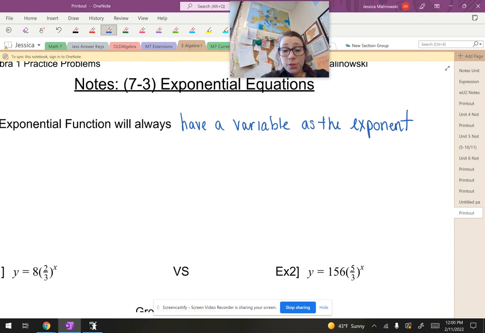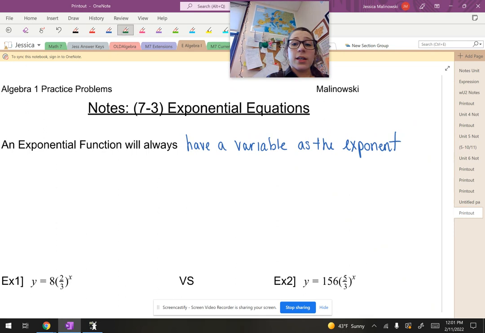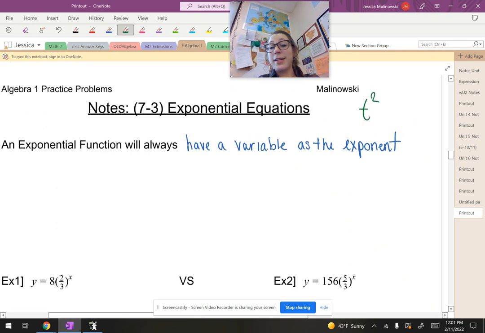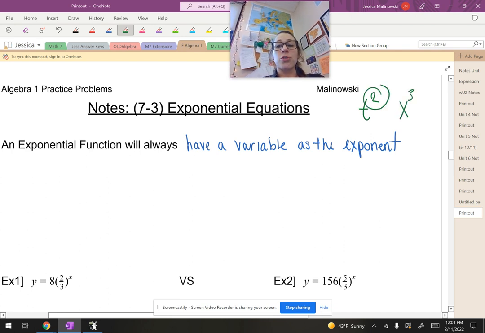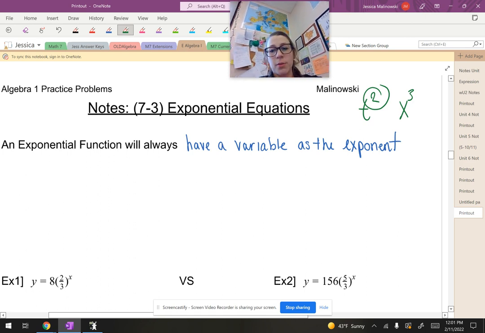And not to confuse, something like t squared is not exponential, because the variable is not an exponent. The exponent is 2, not a variable. X cubed is not exponential. The exponent is 3, not a variable.